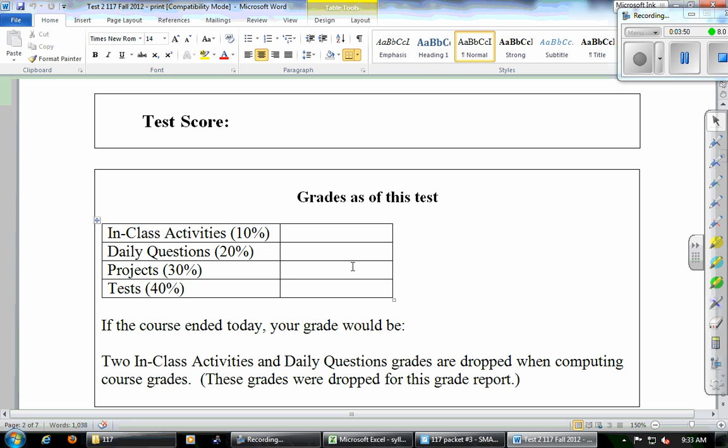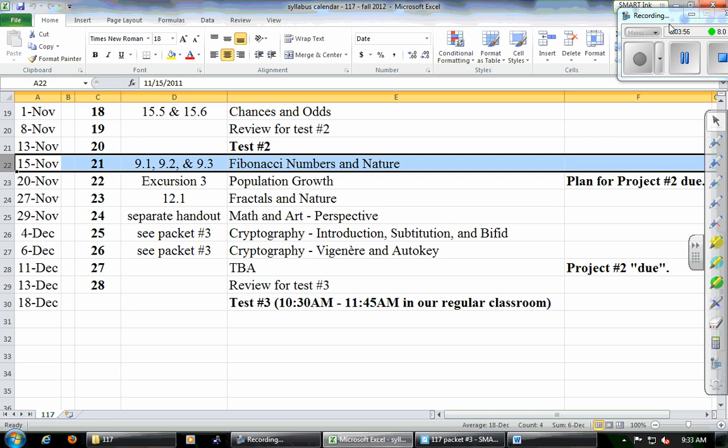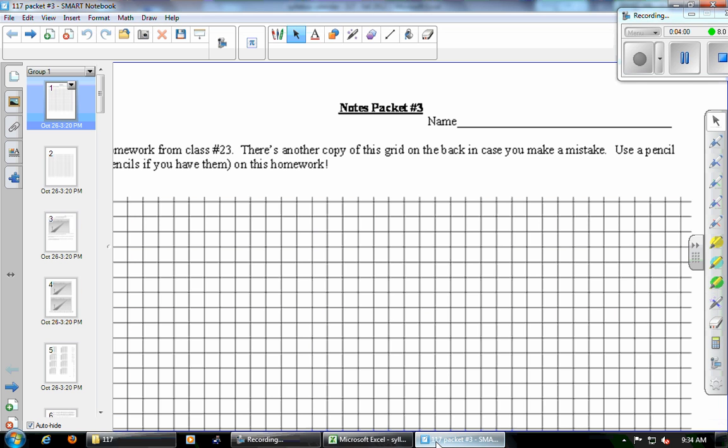Okay, so like I said, I need those tests back. So if you could just throw them into a pile and then I can walk around and grab them. All right, and today we start packet number three, the third and final packet. So I put one on everybody's table, so grab a new packet. The first page is a big grid. Everybody has a packet?